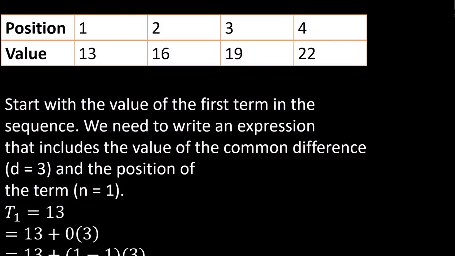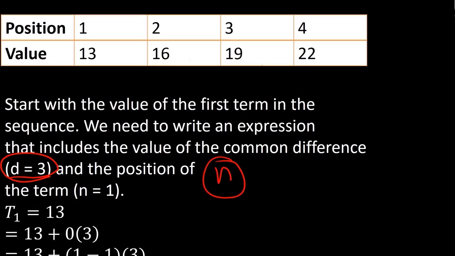So this is what I'm saying. The term in position 1 had a value of 13, the term in position 2 had a value of 16, the term in position 3 had a value of 19, and so on. So we've got to determine now what is the formula for this linear sequence. We start with the value of the first term, and we're going to try and write an expression for it that includes the common difference d, and it must also include the position of the term. So in other words, it needs to include n.